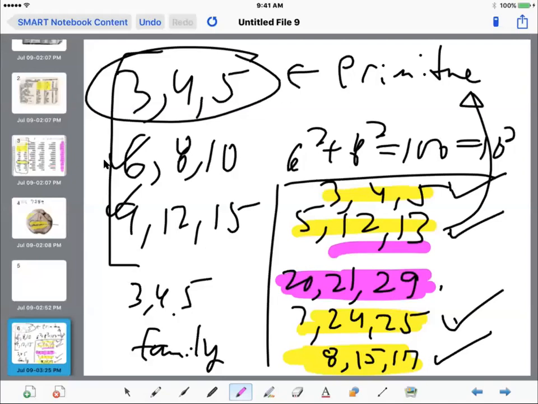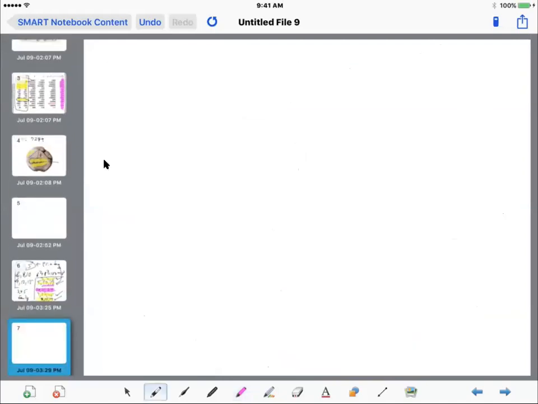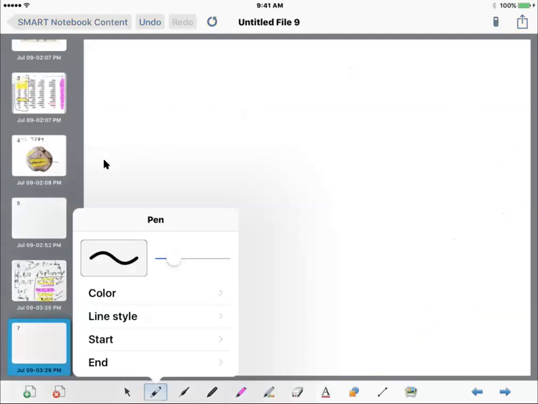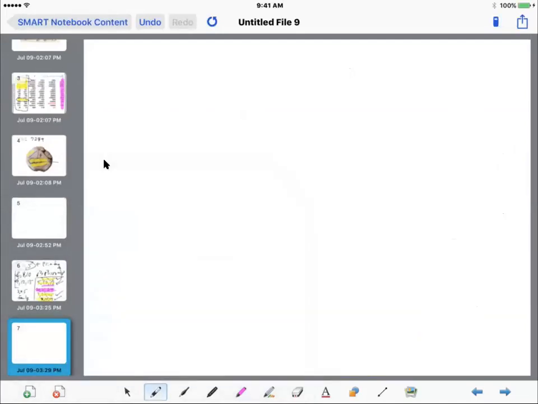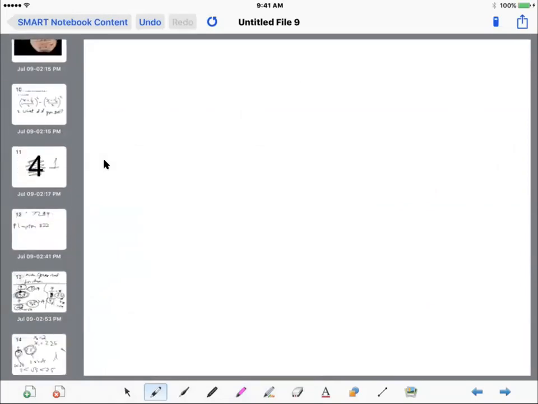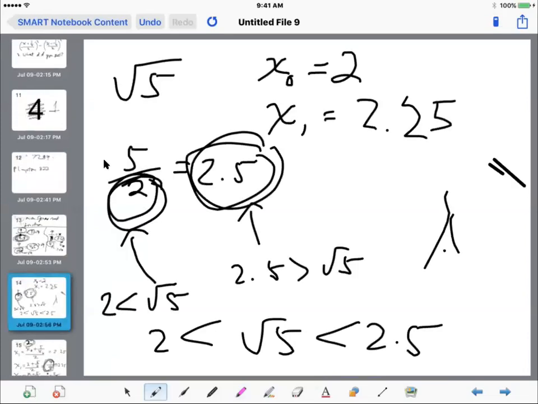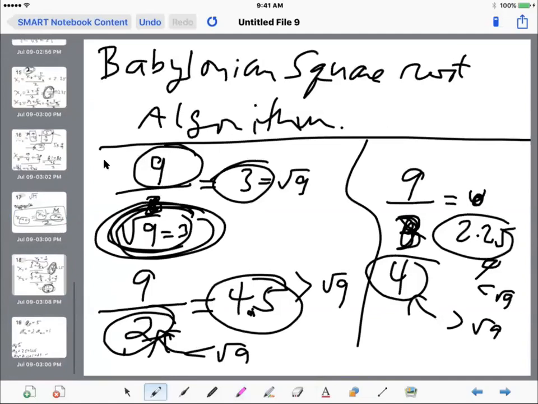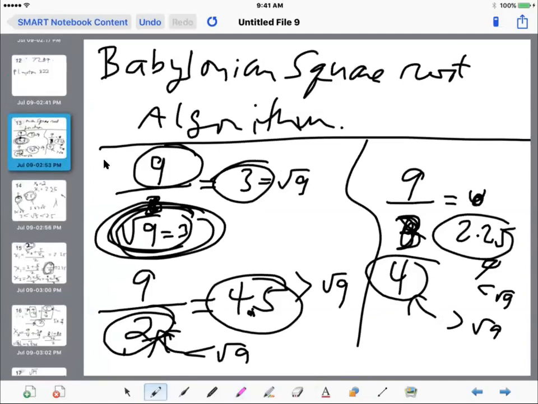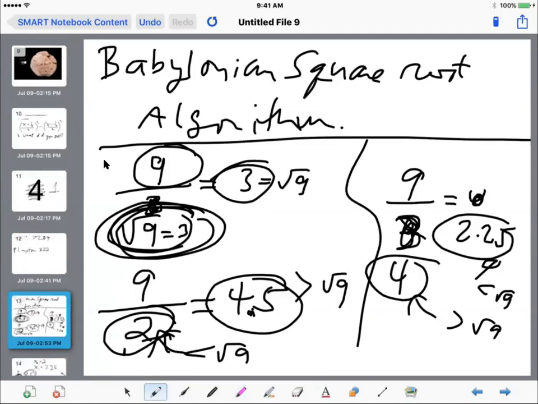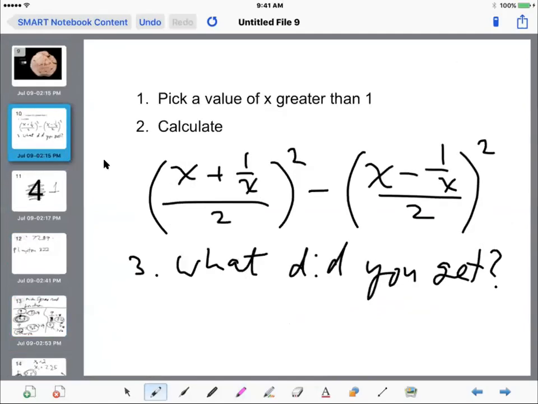Well, Plimpton 322 is a list of Pythagorean triples. And let me show you how they suggest they might have figured out how to create these Pythagorean triples. Remember in the warm-up question, we found that if you pick any x value greater than 1, do x plus 1 over x and divide by 2 and square it, and subtract x minus 1 over x over 2 and square that, you always get the number 1.